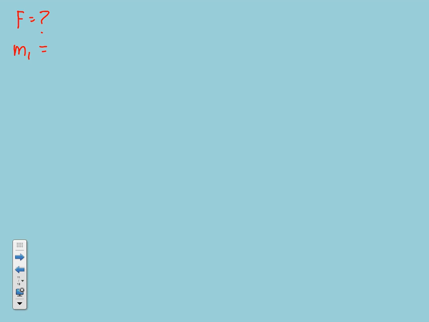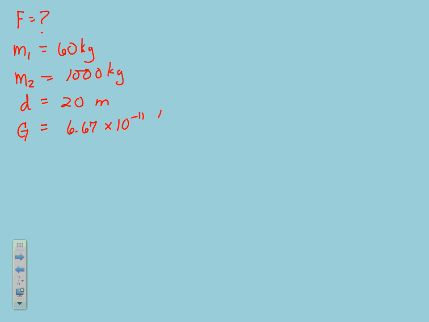I'll say M1 is 60 kilograms. M2 is 1,000 kilograms. And the distance between them is 20 meters. Now G is a constant, 6.67 times 10 to the negative 11 newton meters squared over kilograms squared. Our basic equation, F equals G M1 M2 divided by D squared. So notice I used D instead of R in this equation.